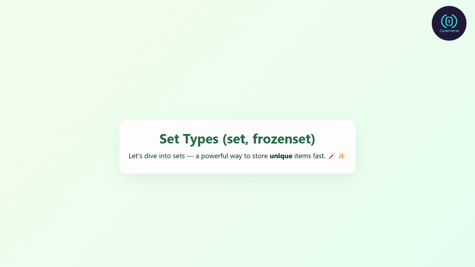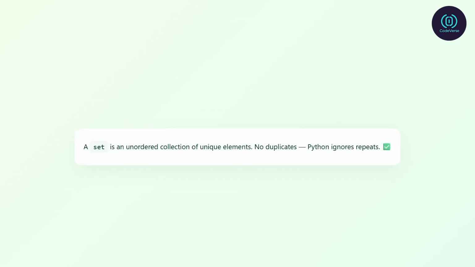If lists are like boxes that can hold anything, sets are like magical boxes that only keep unique items. A set in Python is an unordered collection of unique elements. That means no duplicates allowed. If you try to add the same thing twice, Python just ignores it. No guaranteed order, the items don't remember the position you added them in.